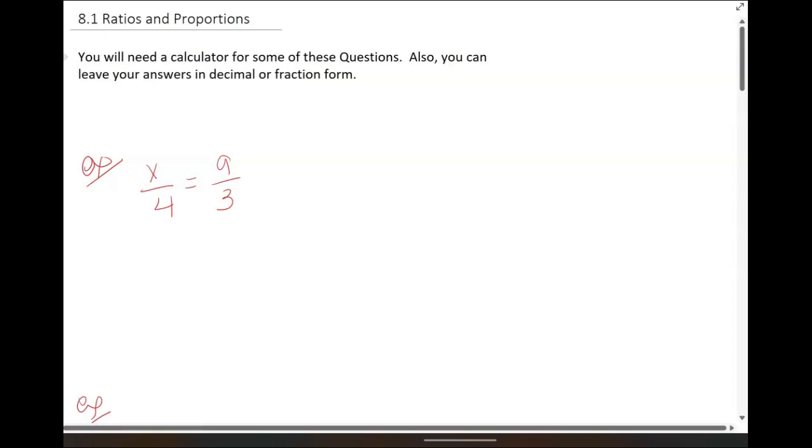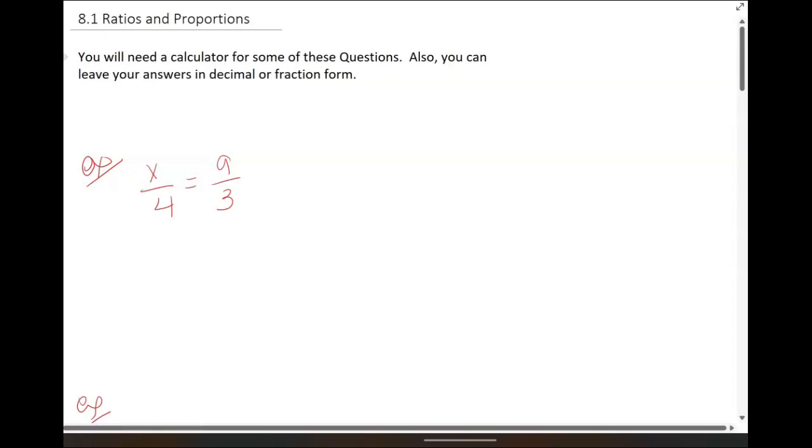In this chapter, we're going to start out reviewing ratios and proportions. You're going to need a calculator for some of the problems in your homework. If you hadn't been using a calculator, good for you, but you are free to use a calculator in this course. Then you can also leave your answers in either decimal or fraction form, whichever you're more comfortable with. For your homework tonight, they're going to ask you to solve some basic ratio and proportion problems.